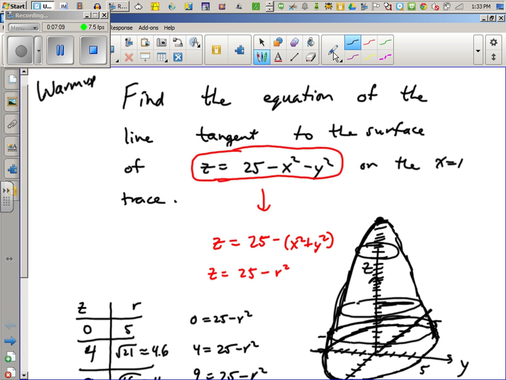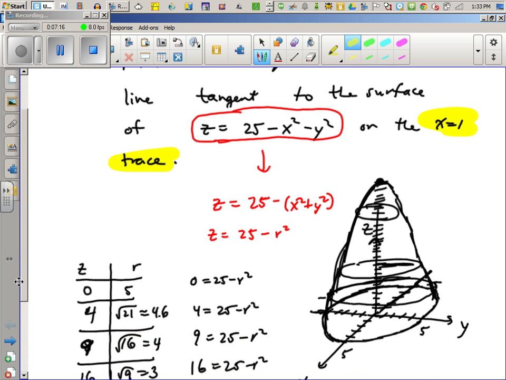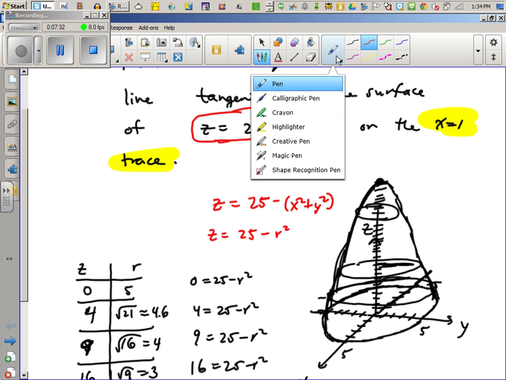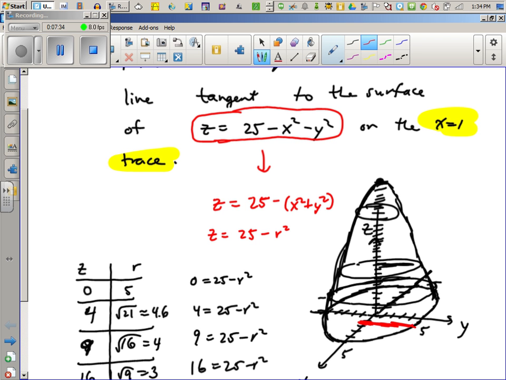What does it mean to find the x equals 1 trace anyway? It means pretend that the x equals 1 plane is like a blade slicing down. So right out here, it slices right through x equals 1. The x equals 1 trace is what you get if you took x equals 1, which is this line. Pretend this is a big blade, and it's slicing right through your bowl. When it hits that bowl, what does the cut look like?